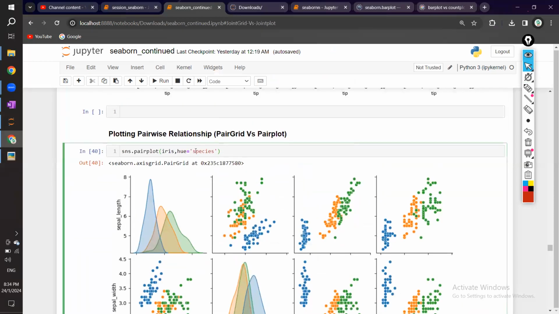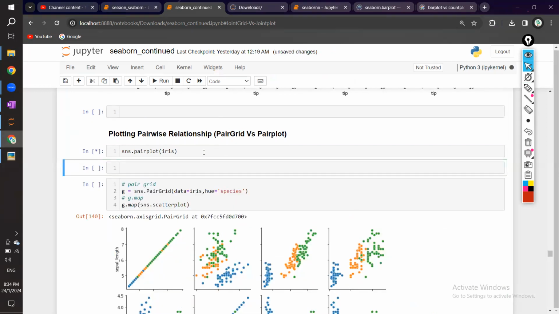Yes, sir. Clear. So here you don't need to specify this hue. Hue, size, style, all these are just additional parameters, guys. There is no rule that you should specify them. If you don't specify, you will get just all blue. There will be no color coding sort of thing.